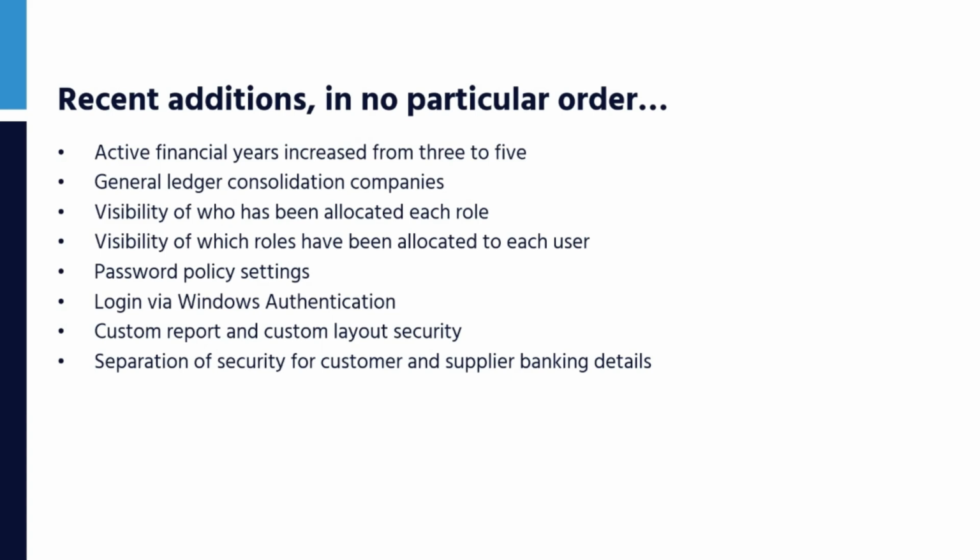So just a little bit of a dump of some of the things that have been added recently. So if you are on an older version, these are some of the things that you may be missing out on. So we have increased the active financial years from 3 to 5. As I said, we will have a little bit of repetition as we go through this. We have talked about that previously. We also have the general ledger consolidation companies. So that allows you to consolidate at a general ledger level companies within your group, even if they are in different jurisdictions with different base currencies and different financial years. You can still consolidate. That's exactly the experience that we have here in Sybiz.